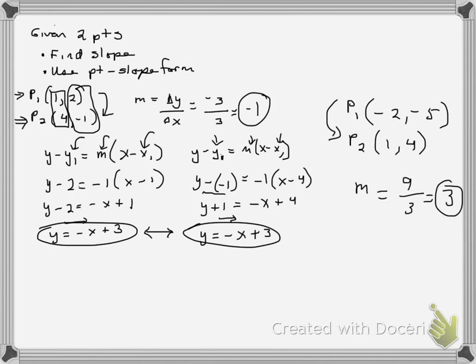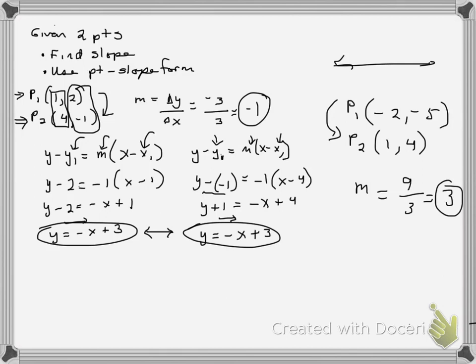And now, so I went from -5 to +4. Just think a number line. From -5 to +4, I'm going to the right, so it's going to be positive 9 spaces. And for the x value, I'm going from -2 to 1. It's going in the positive direction, 3 spaces. Simplify, and you get m equals 3.